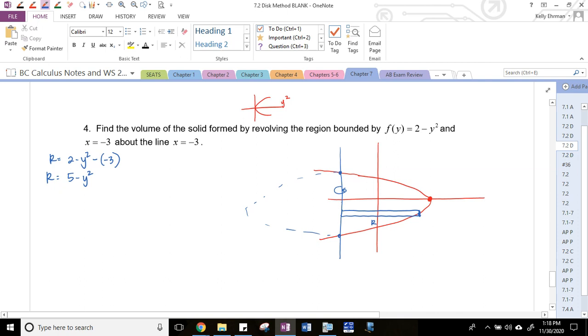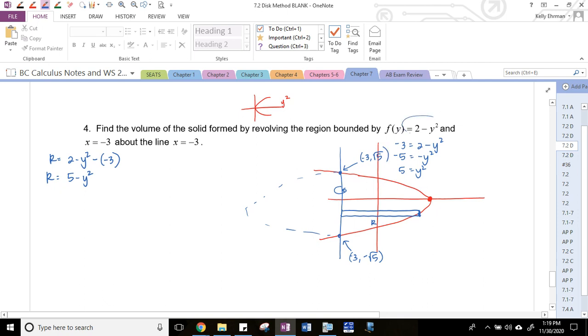So I know that x is -3 right here, but I do not know what this y value is. If I want to get my limits of integration, they need to be in terms of y. So I know those are both -3, but I have to solve to figure out what y is. So -3 equals 2 minus y squared. Subtract 2: -5 equals -y squared. 5 equals y squared. So this must be square root of 5 and negative square root of 5.